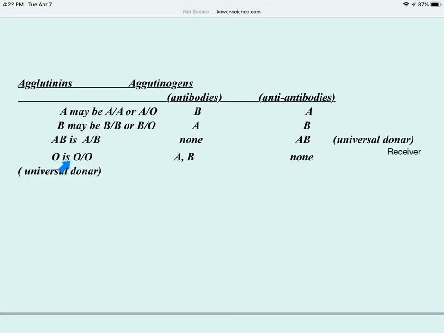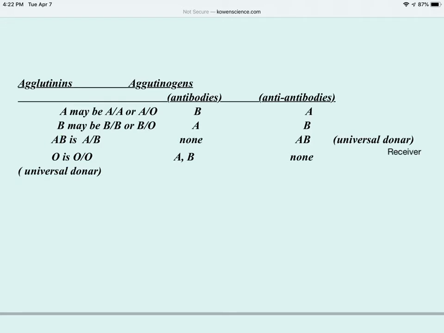Now, about 45% of the population is type O blood. About 42% of the population is type A blood. Right around 12% of the population is B blood, and around 4% of the population, roughly, is AB. That may not quite add up to 100, but it's close, and that's not counting the Rh factor. O is the universal donor, and AB is the universal receiver, meaning O blood can be given to any individual, and AB can receive any individual's blood.